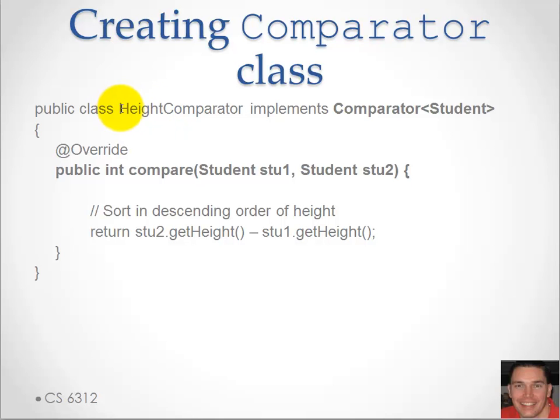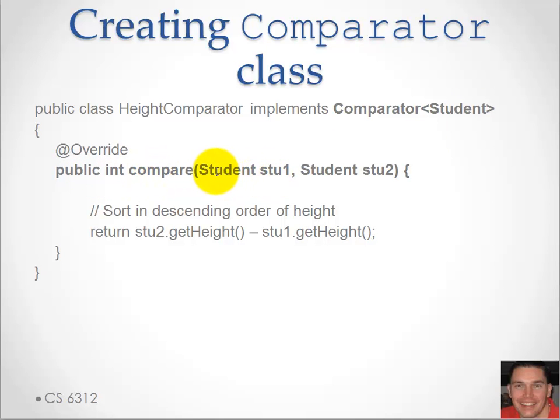So here I'm comparing the height, so I'm going to call this a height comparator. This implements the comparator. Again, it's a templatized type. We're going to be working with a student object, so I'll indicate that here. That forces me then to implement the compare method.